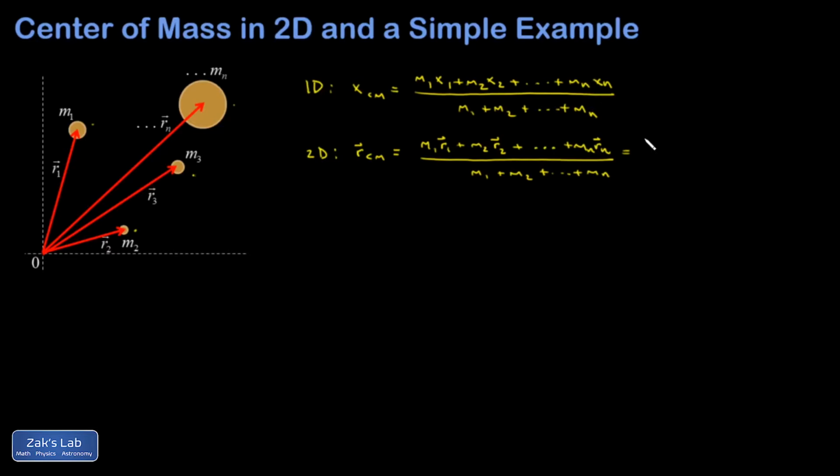I could write this in summation notation as the sum of all the mi ri's, divided by the sum of all the masses, the mi's. Or more commonly, I would just say 1 over the total mass, capital M, summation mi times ri. So if all these masses were connected by some thin, rigid sheet, that's where you would stick your finger to balance the entire group.